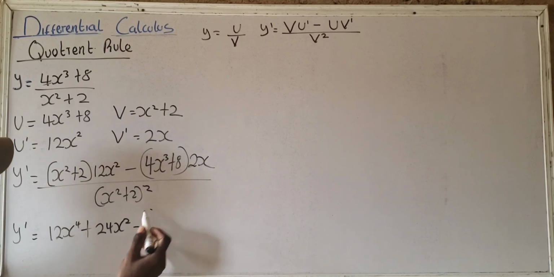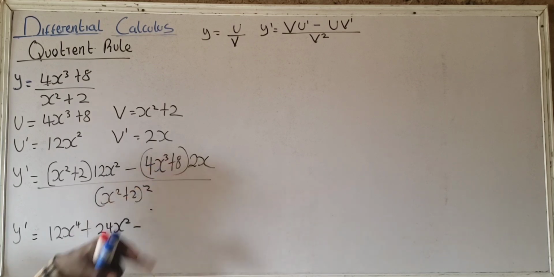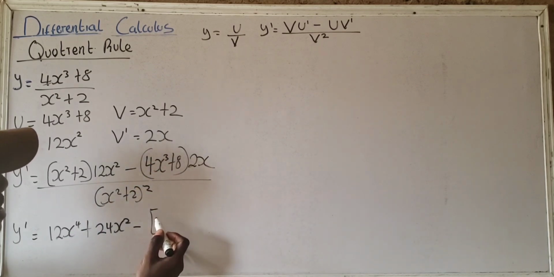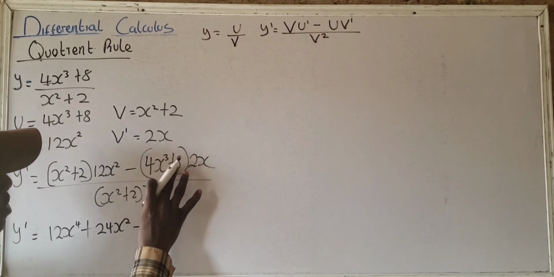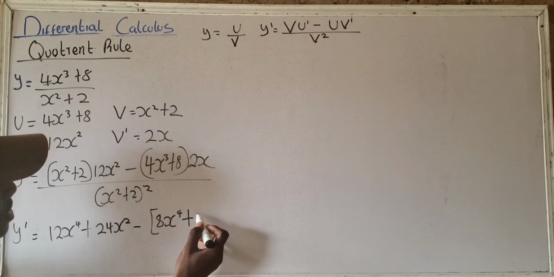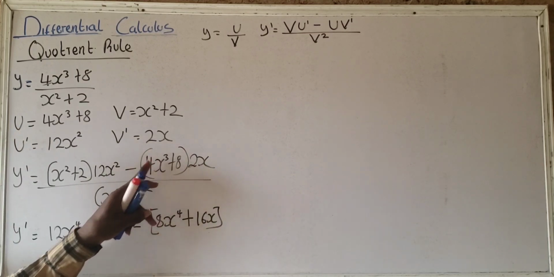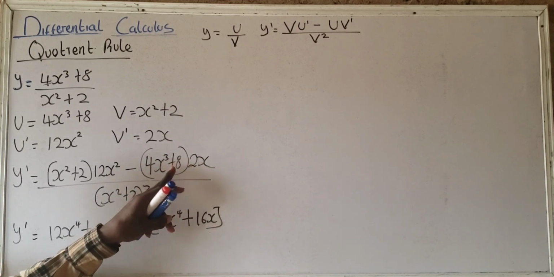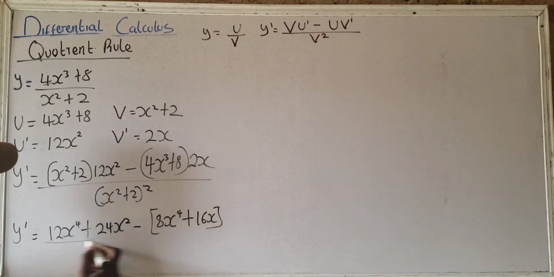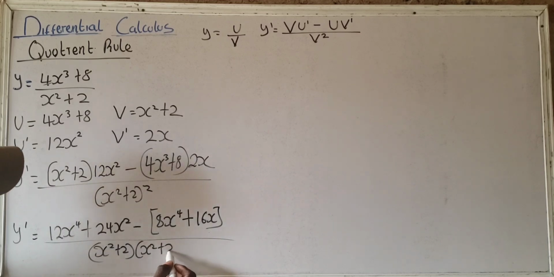Minus 2x times 4x cubed. That is what? 8x raised to the power of 4. Plus 8 times 2x. That is what? Plus 16x. Okay? 2x times 4x raised to the power of 2: 4 times 2 is 8, x raised to the power of 3 times x, that is x raised to the power of 4. 2x times 8. That is what? Plus 16x. Okay? All over x squared plus 2, all squared. You understand?